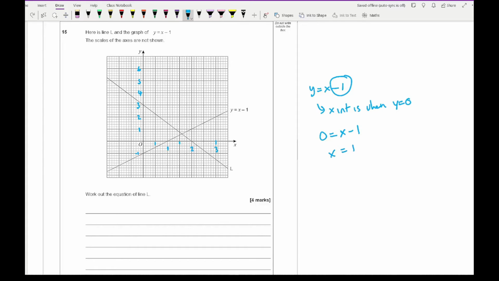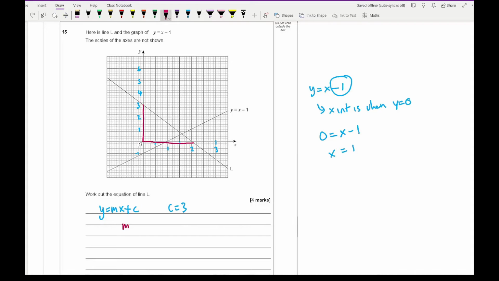Now from this I can work out the equation of L. Using y equals mx plus c, I can see that the y-intercept of line L is at 3, so c equals 3. The next thing I've got to do is work out the gradient. To work out the gradient, I just draw a triangle. If I use this right angle triangle, notice how it's got a negative gradient.